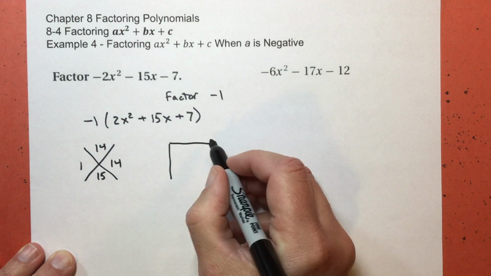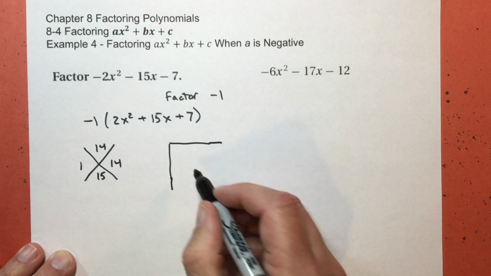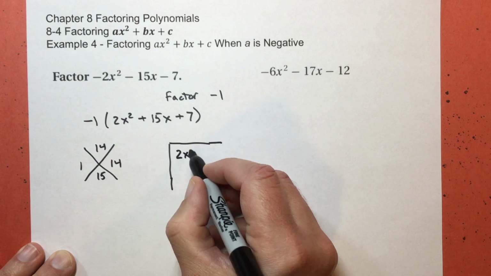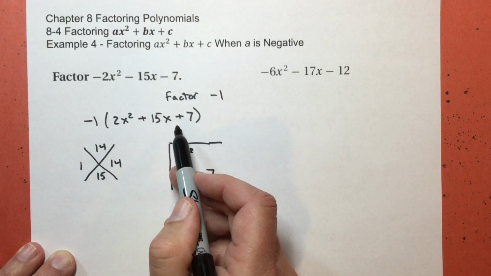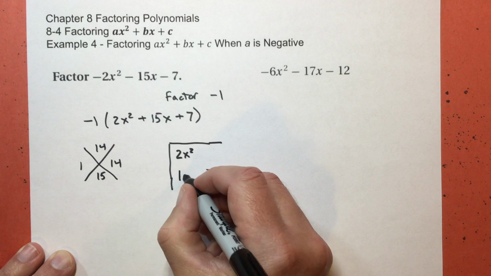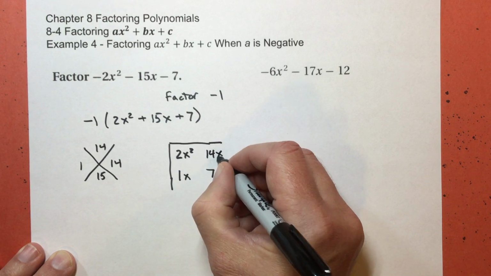So my factored form, make it a little bit bigger. I put my 2x squared here. I put my 7 here. I'm working inside here, inside the parentheses. I have 1x and 14x.